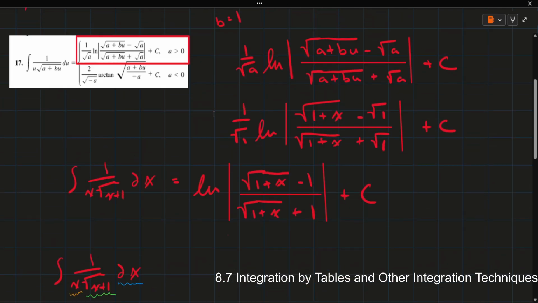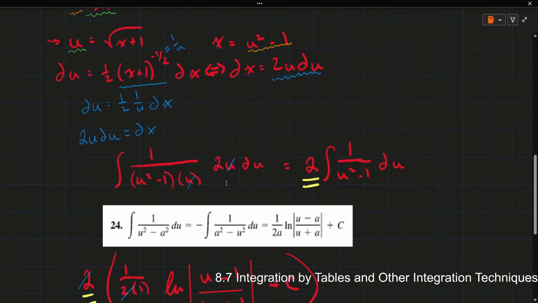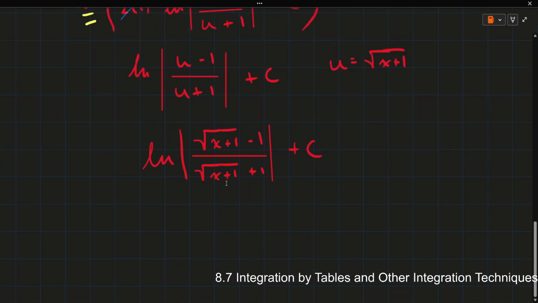I'm pretty confident that's what we did with the last one. If we go back up here, you can see we have the natural log of, I wrote 1 plus x, x plus 1, same deal, but the radical minus 1 over the radical plus 1. Ta-da! Math. Pretty cool, right?